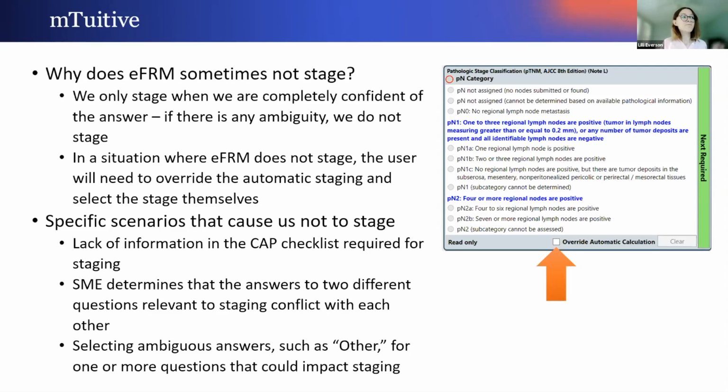Lastly, in most questions, the CAP will sort of give you an out. For example, other, cannot be determined, not applicable. And particularly when you're saying something like other, we don't really know what you mean by that. There may be a free text field after other, but you can enter anything in there. And so rather than try and guess what you mean by that, we're just going to not stage and allow the user to override and select the appropriate stage.